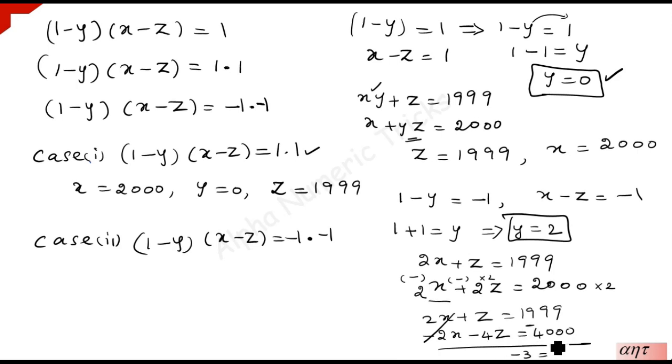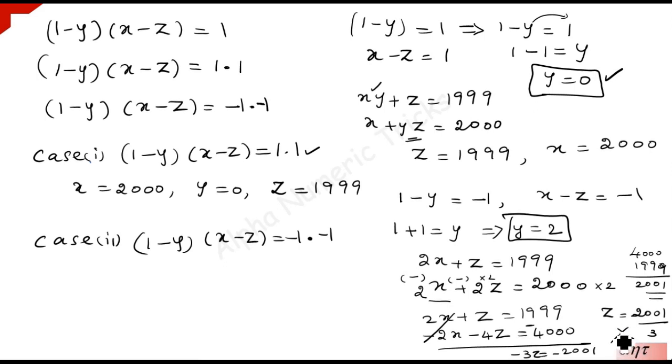Okay, so when you're subtracting these two terms, these two get cancelled, and minus 3z. Here also you have to subtract: minus 3z is equal to 1999 minus 4000. 4000 from 1999, that is minus 2001. So 3z is equal to 2001, or z is equal to 2001 divided by 3, which is not an integer solution.